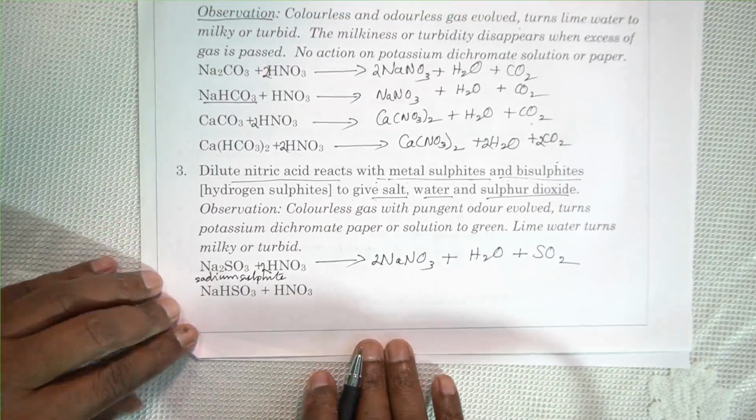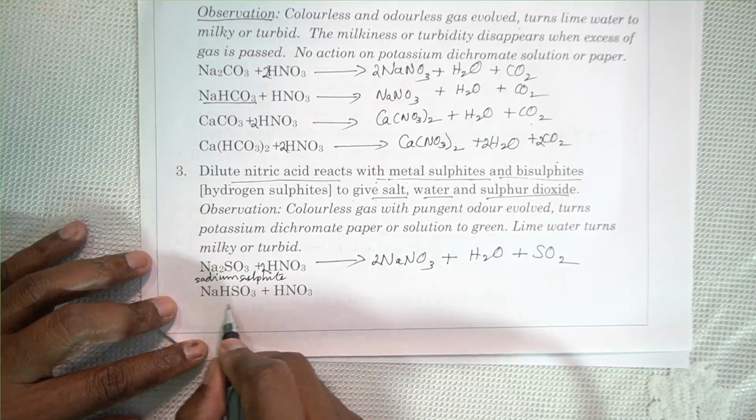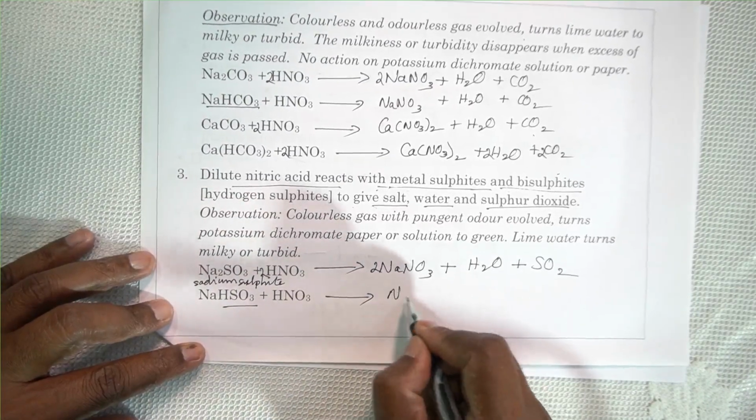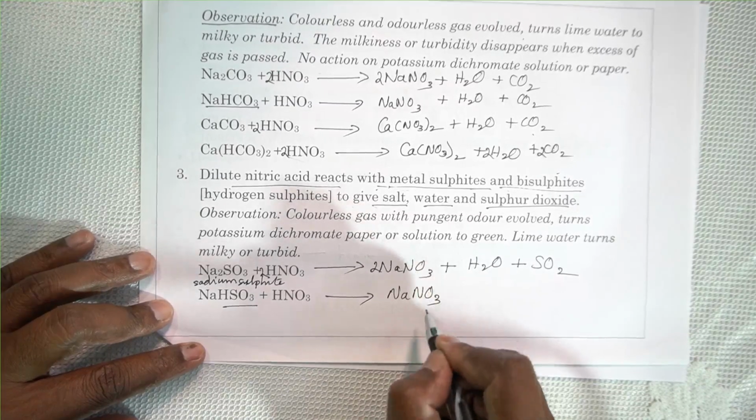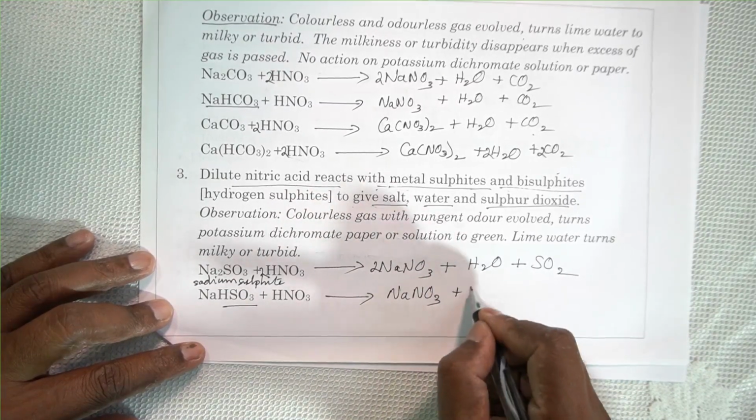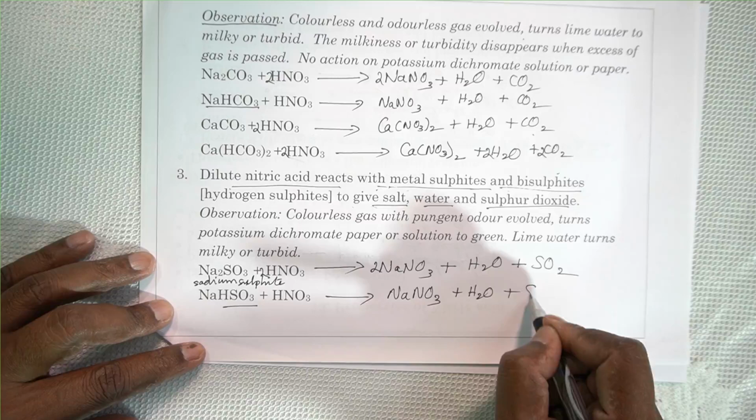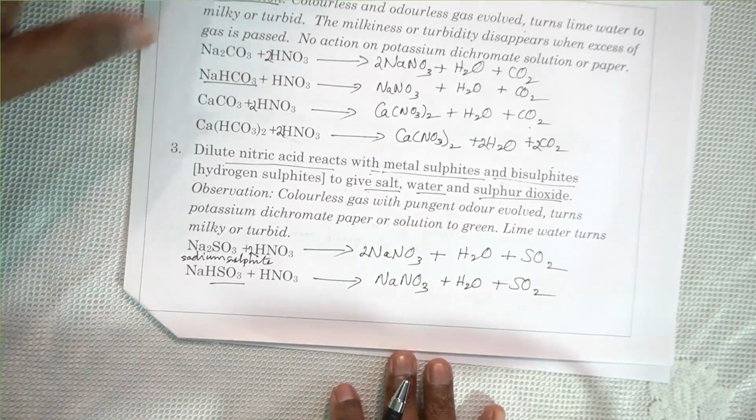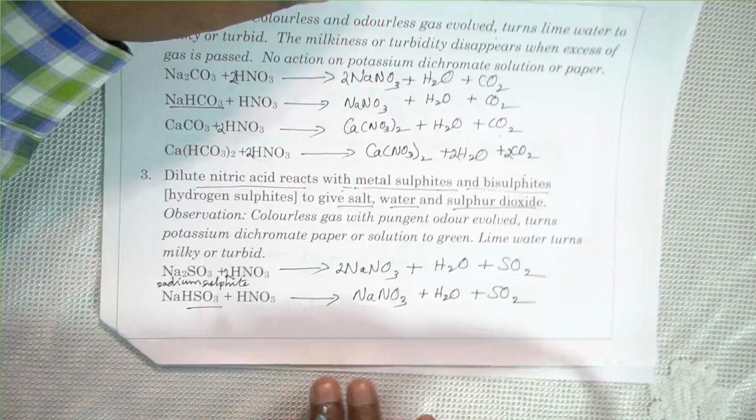And then we have sodium hydrogen sulfite or sodium bisulfite reacting. Here again you get NaNO3, sodium nitrate, and water and sulfur dioxide. So sulfur dioxide gas is evolved in both these reactions, with sulfite as well as bisulfite.